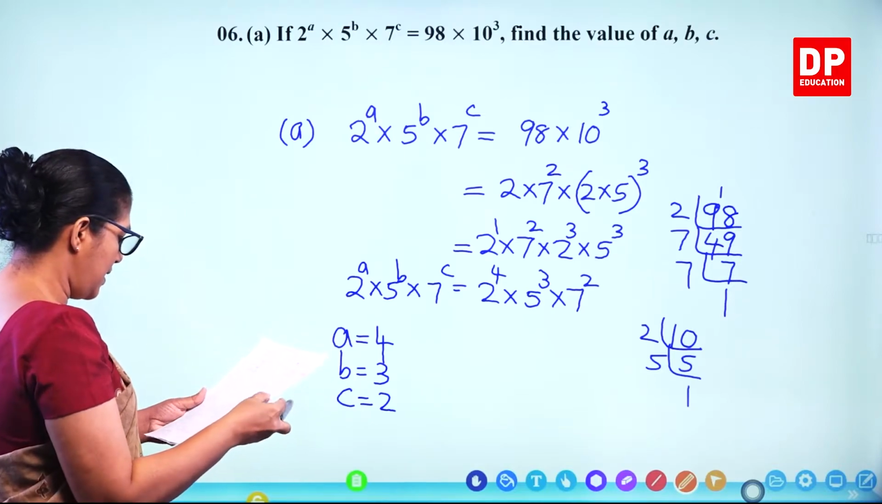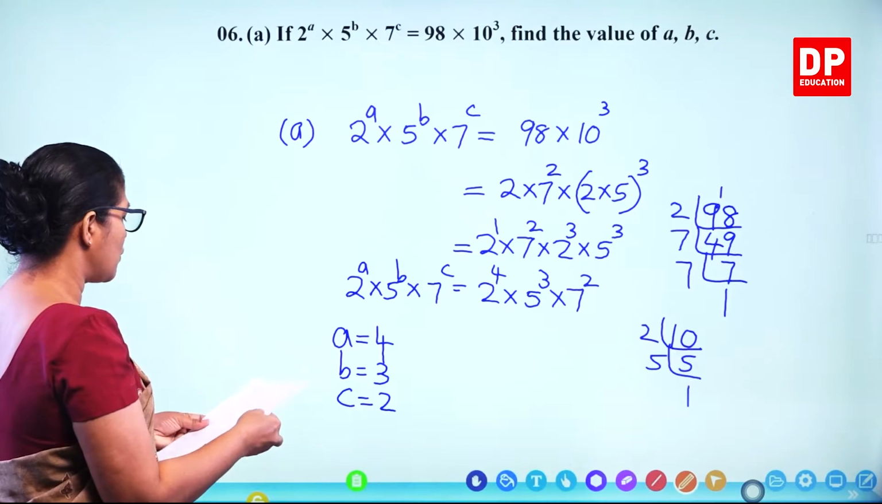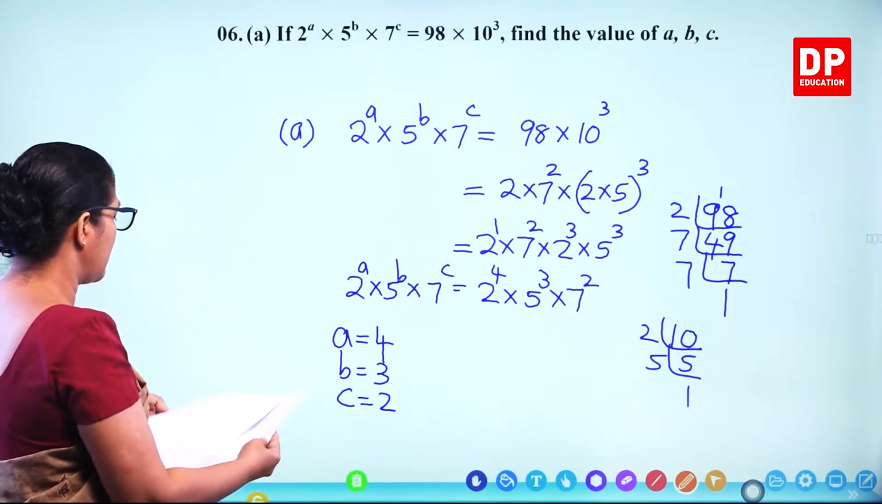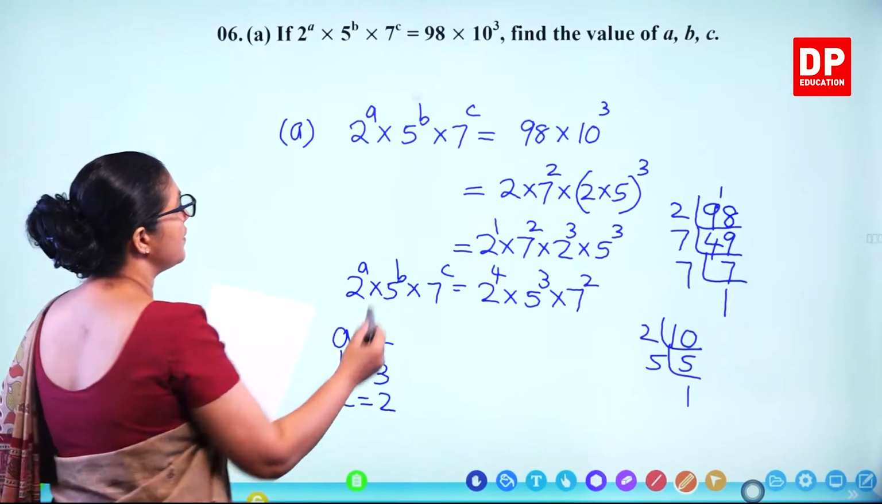So let's see whether it's correct and how many marks for that. So you are getting 4, 3, 2. 3 marks for that.